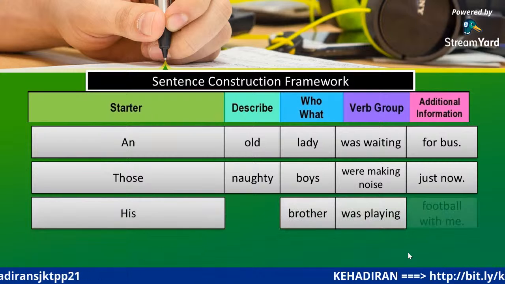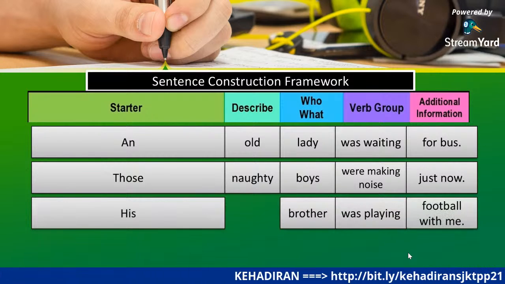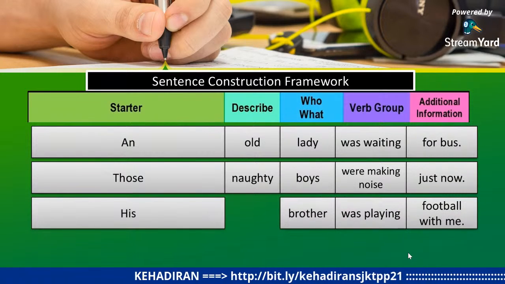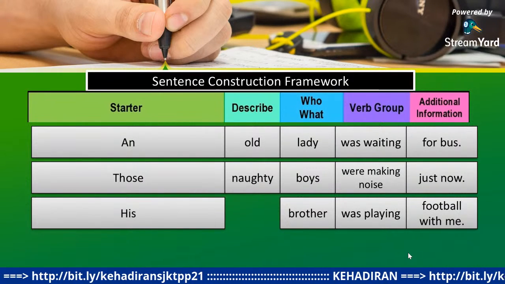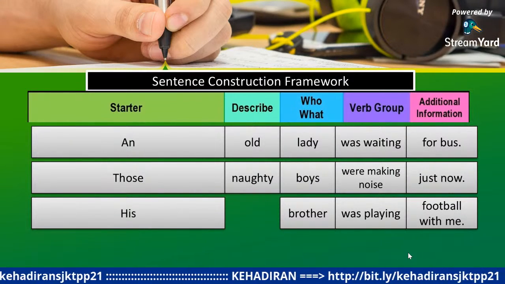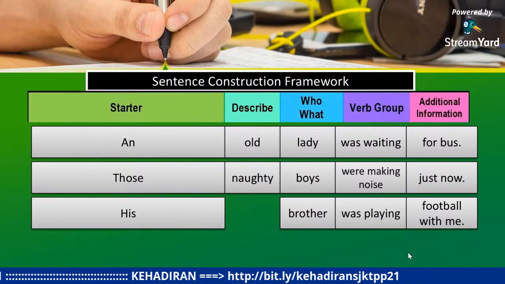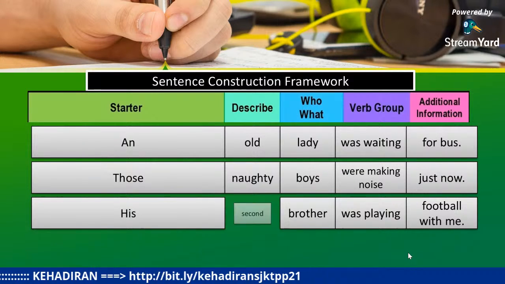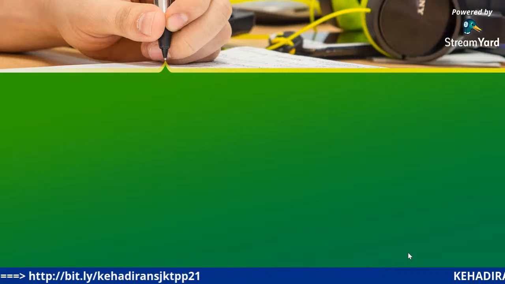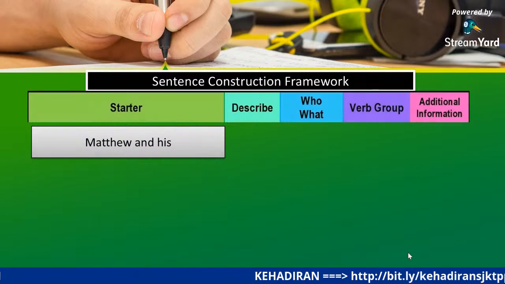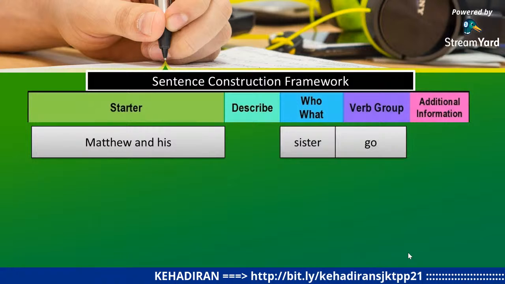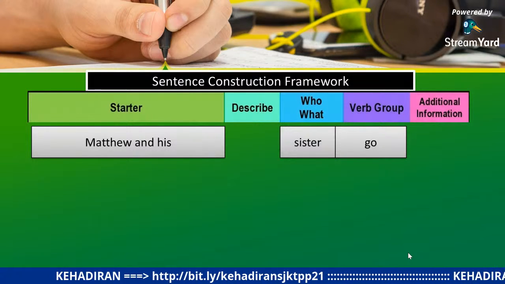His brother was playing football with me. You see, you can change it as you like, but make sure you are within the framework. His brother was playing football with me. Which brother? His second brother. Okay, we move on. We try with some other tense. We try with simple present tense.